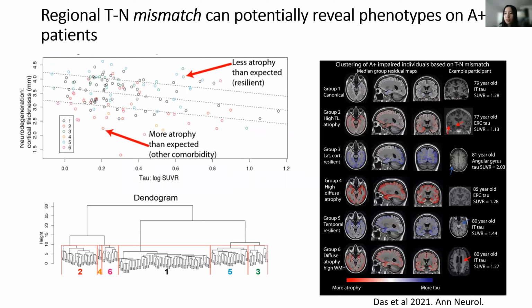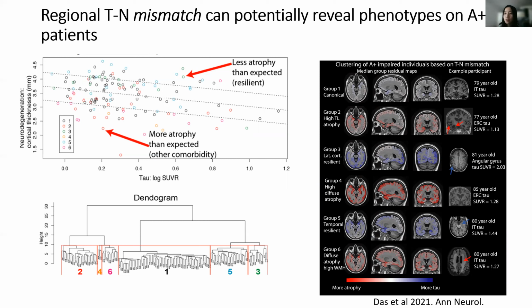In Alzheimer's disease, tau tangles are the driving force of neurodegeneration. However, since neurodegeneration is not specific to tau pathology, in our prior work, we thought the regional tau to neurodegeneration mismatch may reveal phenotypes with potential vulnerability or resilience. We used cortical thickness measured from T1 MRI to represent neurodegeneration, and fluorotaucipir tracer uptake for measuring tau.